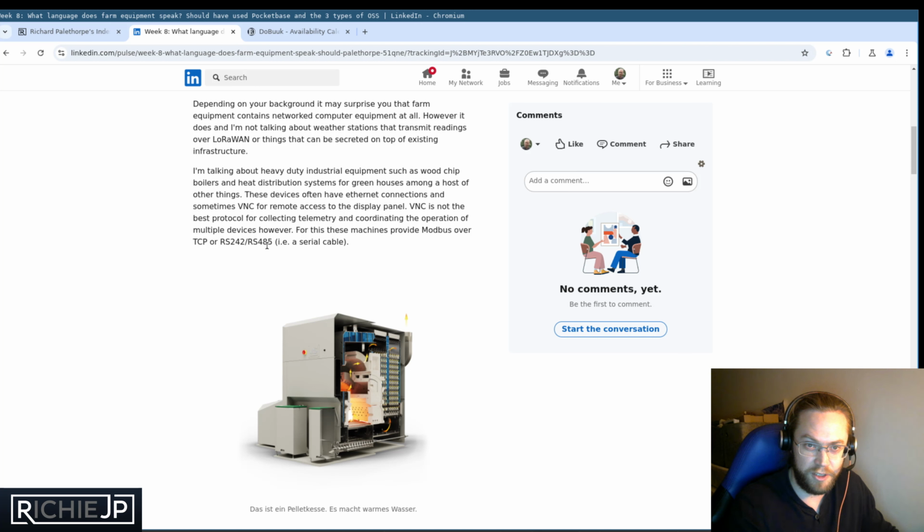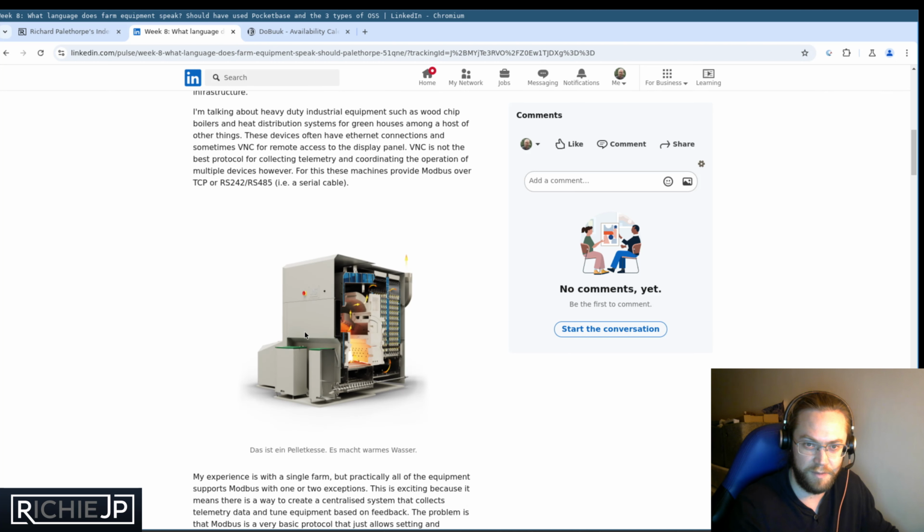Or they have Modbus over serial, which would be useful, except that often the Modbus over serial is already connected from the display panel or the PLC, the programmable logic controller. The Modbus will be connected between the display that's on the front of the machine, which you can't really see from here, and the control board or the power board.